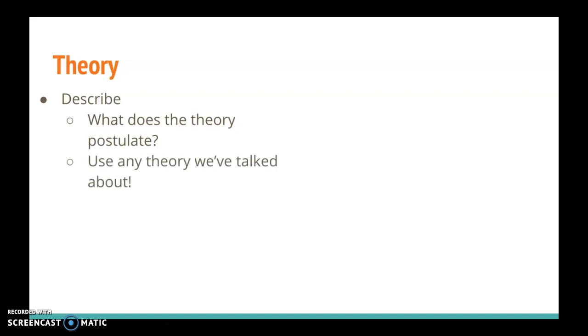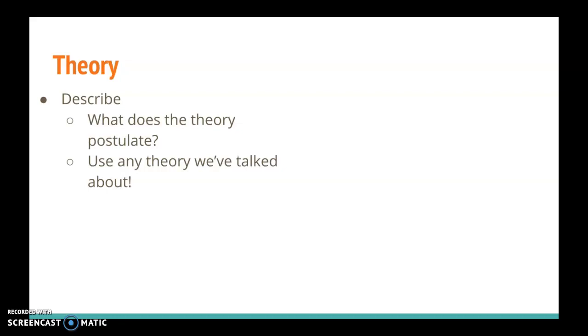And for your speech, you can use any theory that we've already talked about in class. So you can use the Toulmin model, you can use the social judgment theory, you can use Rank's model or cognitive dissonance or visual communication. Any theory that we have talked about or that we will talk about in the class is up for grabs.